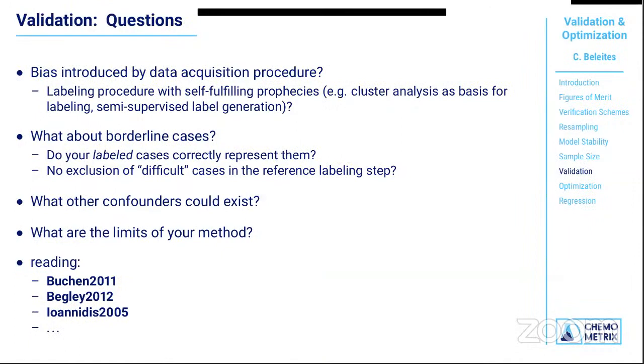Did your data acquisition procedure cause bias possibly? We've had that in the checklist. What do you do with borderline cases? Are they extremely important maybe, or should they be excluded? Are there confounders, hidden factors that influence your system without you having access to them directly? What are the limits? And at this point, I'm sorry, the literature references did not properly expand. I will fix that before I upload the lecture.